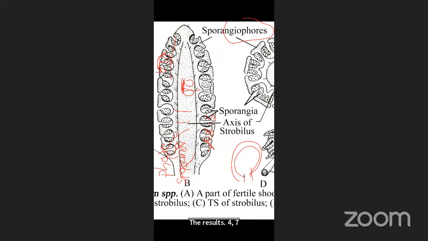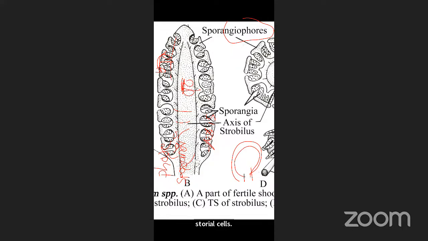So what did you say just now? How are spore mother cells formed? What did you say before? From the archesporial cell or sporogenous tissue. Sporogenous tissue or archesporial cells.